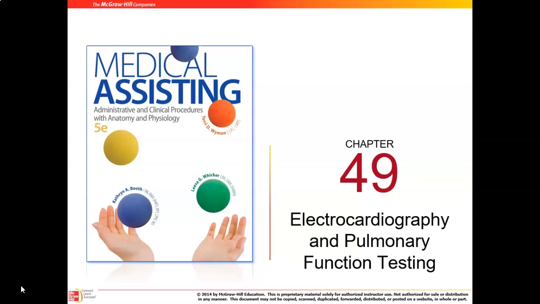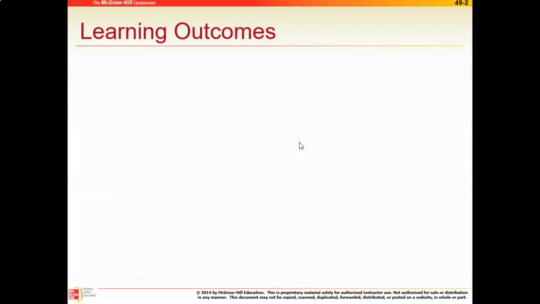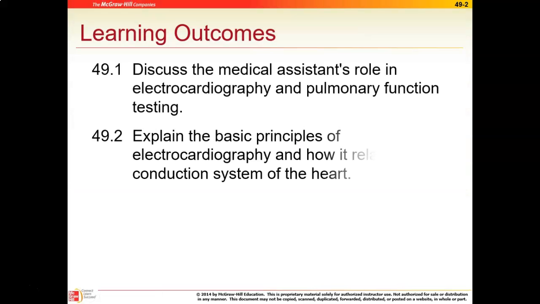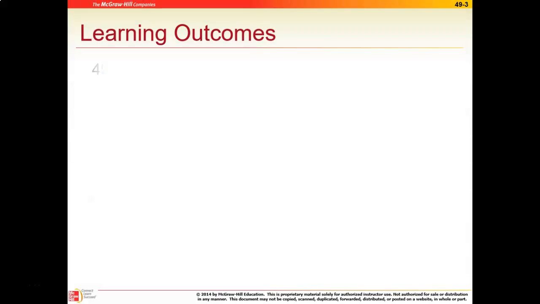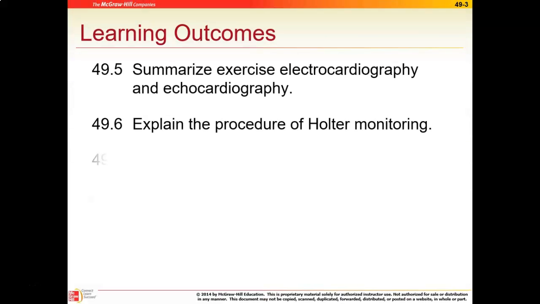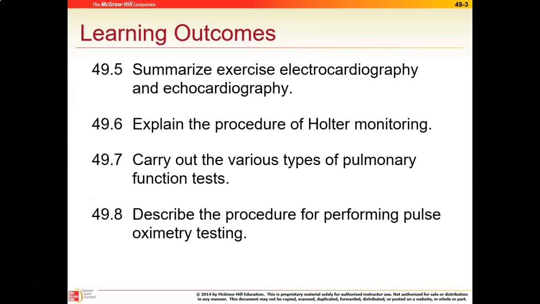Okay, so the outcomes, we're going to skip these initial outcomes. And the two that we're going to focus on here are 49.7 and 49.8, where we're carrying out the different types of pulmonary function testing, and then we'll discuss the procedure for performing a pulse ox and what that means and what it's for.